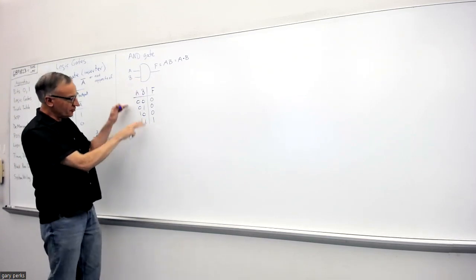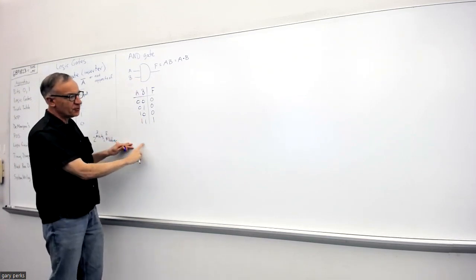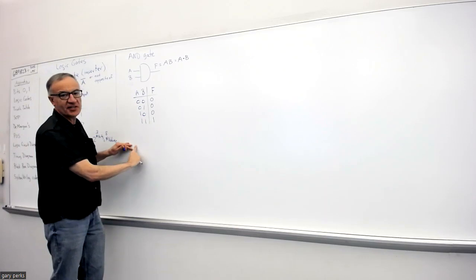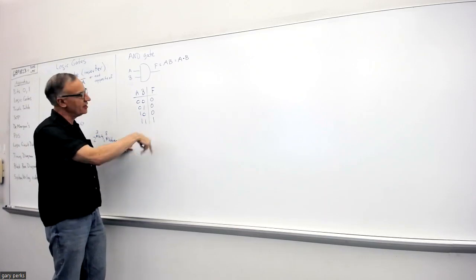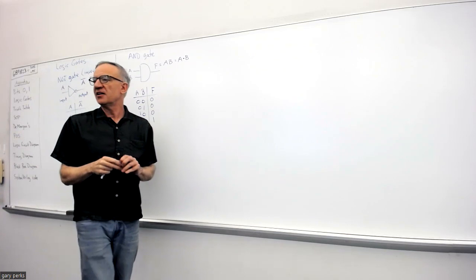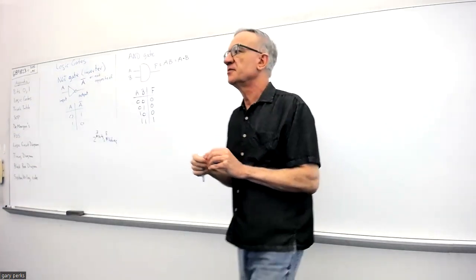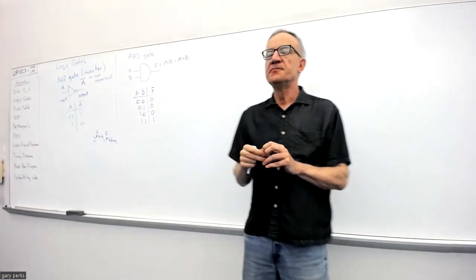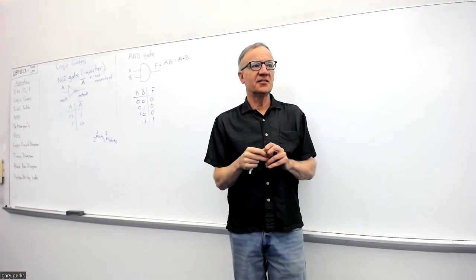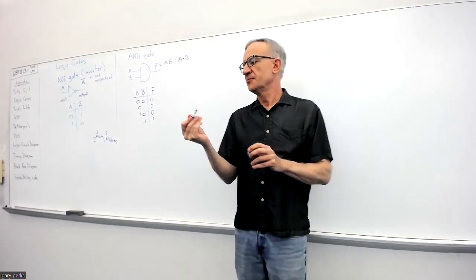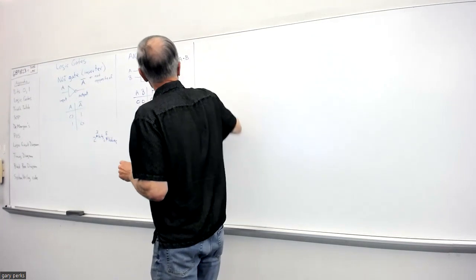But if we have the 8 rows, the only row that's going to have a 1 as the output is the one that has all the inputs equal to 1. All the other combinations would have an output of 0. Any other questions at this point? All right, let's do the next gate. The next gate is the OR gate.